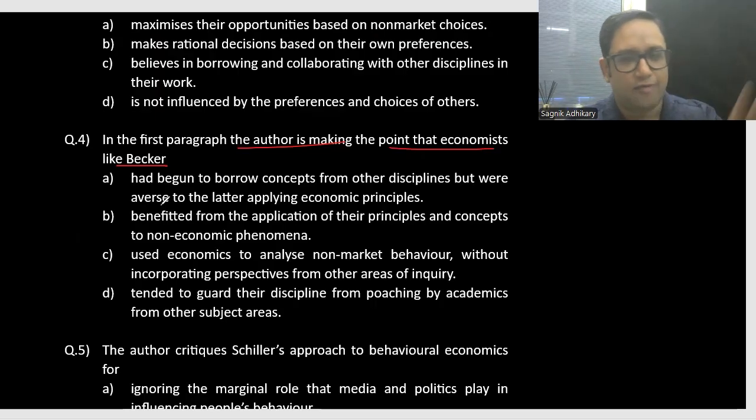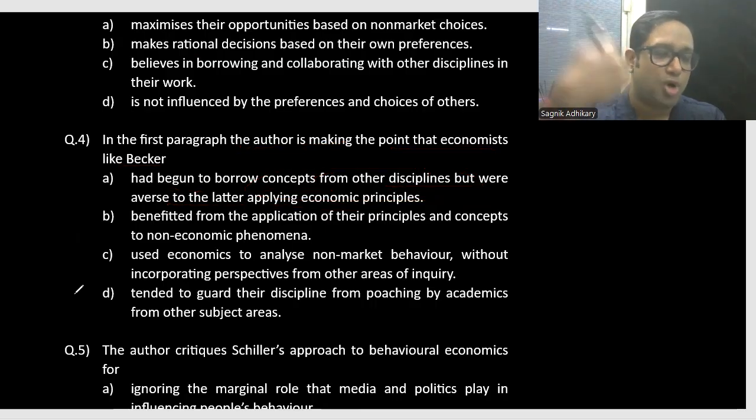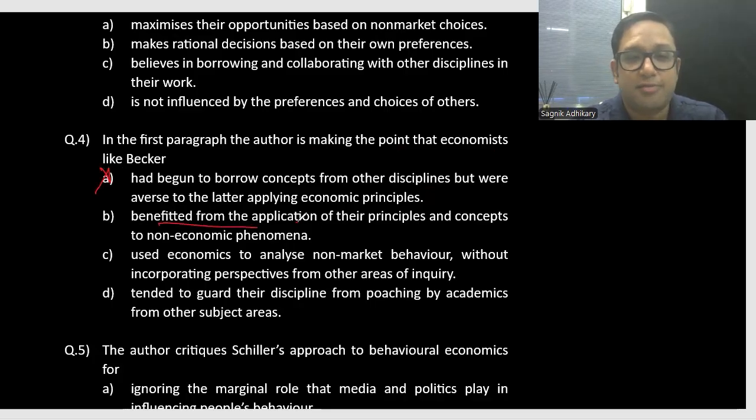If necessary, one can always go back to the passage and read the reference. Anyways, so A says Becker had begun to borrow concepts from other disciplines, but were averse to the latter applying economic principles. Had begun to borrow concepts from other disciplines, incorrect. Becker would let other disciplines borrow concepts from economics, not the other way around. So this is wrong.